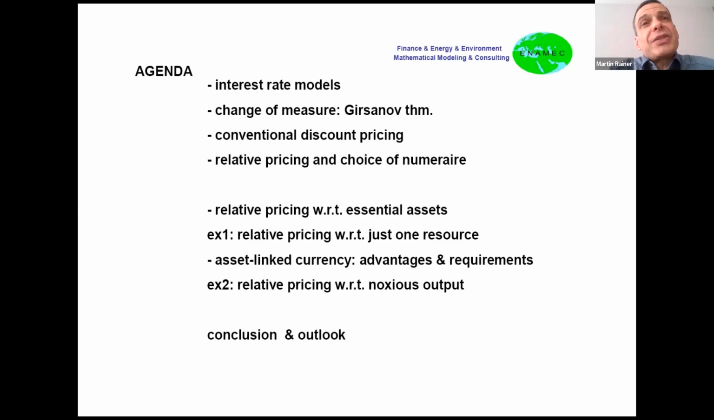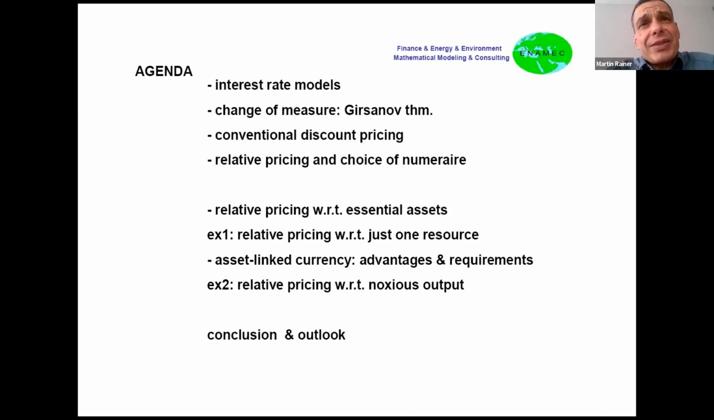And then I will make the step to show relative pricing with respect to what I call essential assets. By essential, we will see it comes to the economical context, and we will see what has to be taken into account in order to be relevant and adapted. I will give two examples of assets. Rather than taking a whole basket, I just take one resource, something like potable water. And then I will explain how this relative pricing with asset-linked currency works.